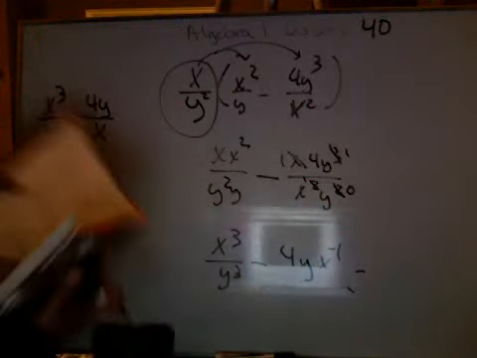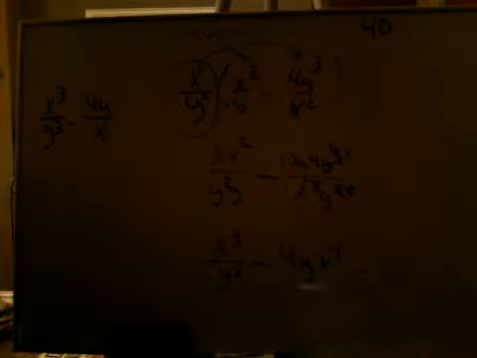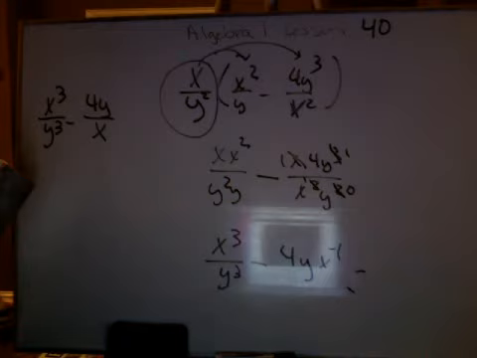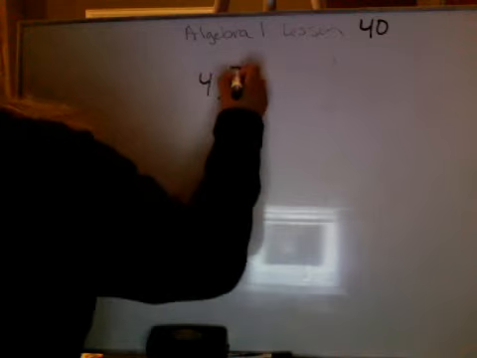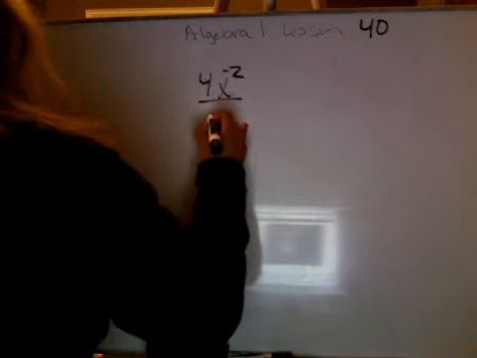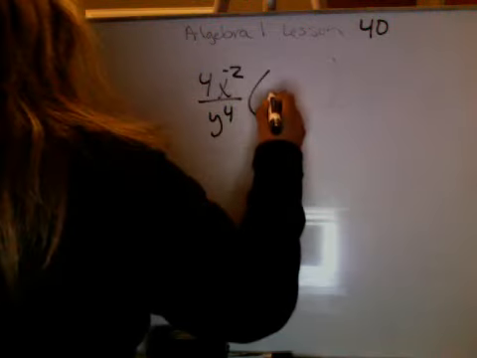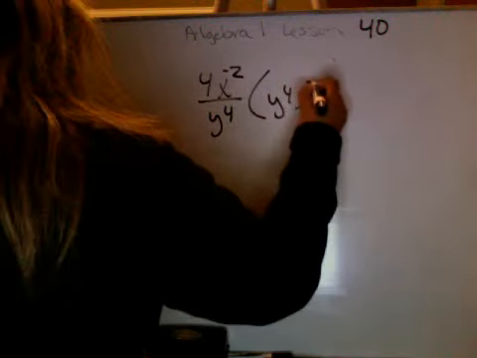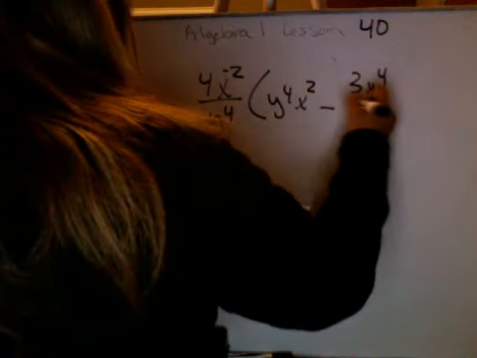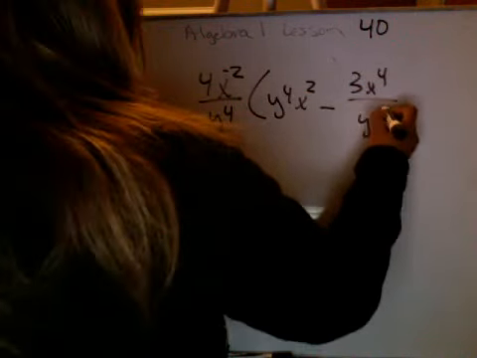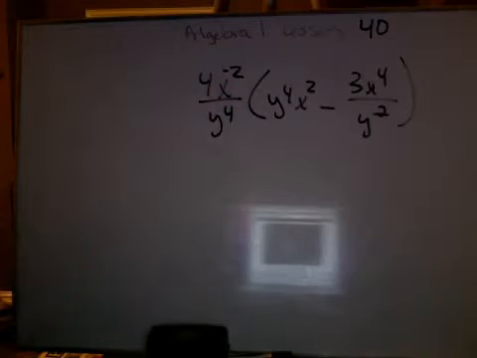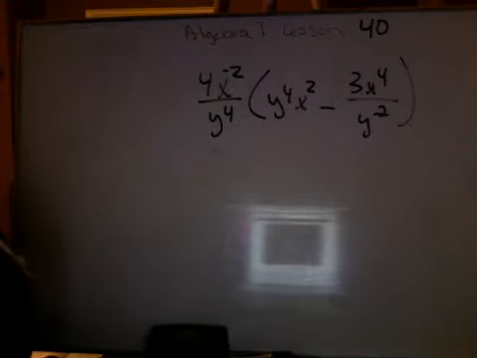Let's do another one, a little bit more complicated than this. So now, in order to simplify, we're just using our rules for exponents. So let's look at one more. Let's look at 4x to the negative 2 over y to the 4th, x squared minus 3x to the 4th over y to the negative 2. Okay, so here it looks complicated, but it really isn't. We're just using our properties and our rules.